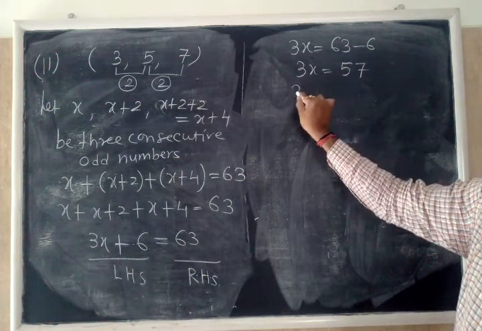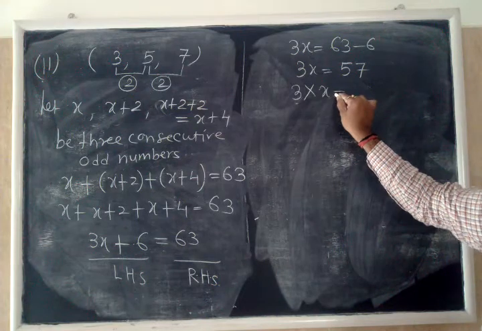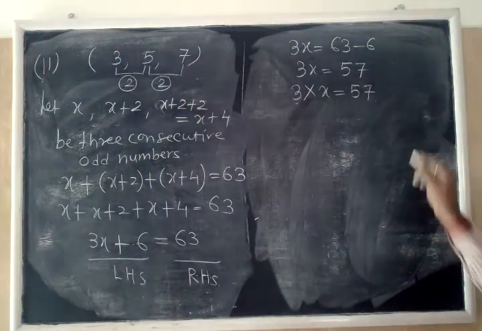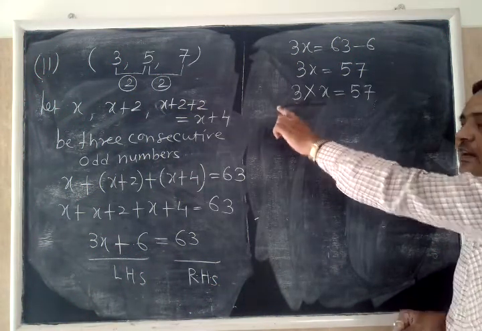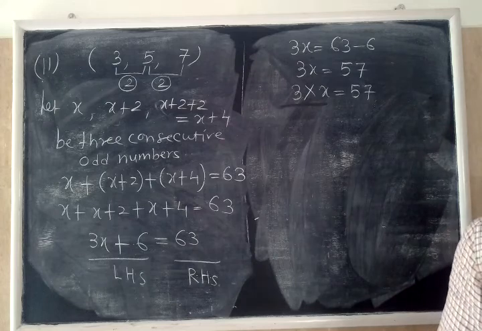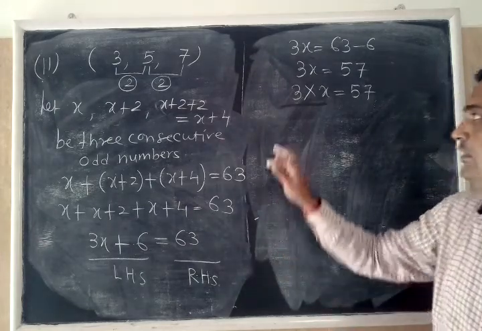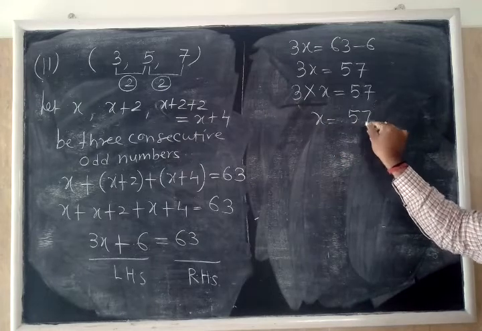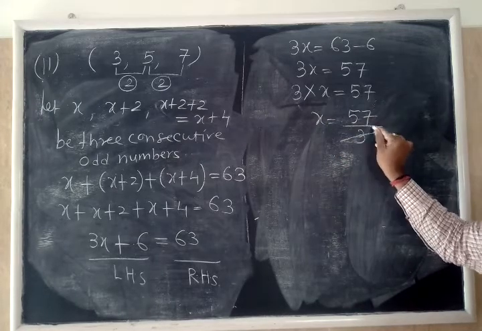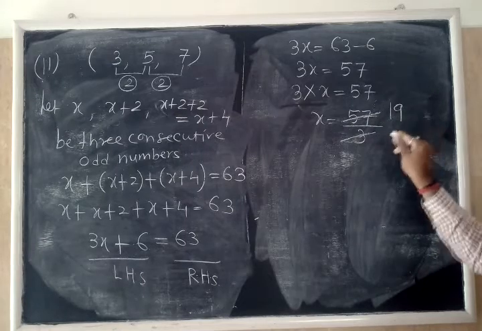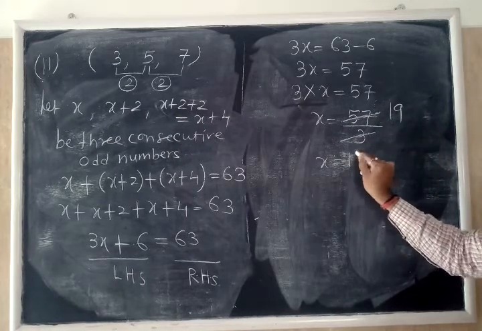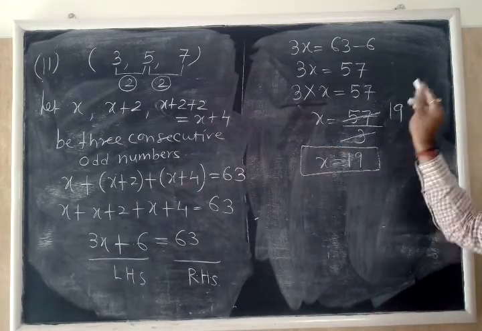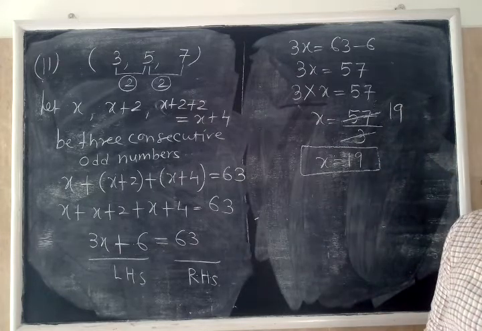What do you mean by 3x? 3x means 3 into x. So on the left hand side it is 3 in the multiplication. When I take 3 to the right hand side, 3 will go in the division. So x is equal to 57 divided by 3. It will be 19. So x is 19.